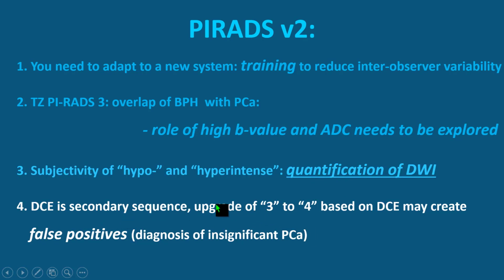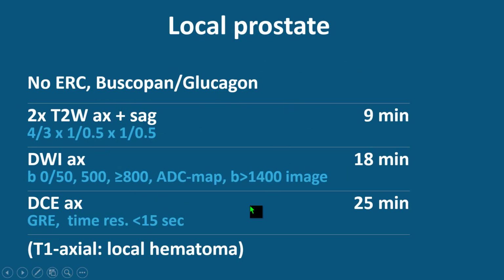DCE is a secondary sequence, so it only is used as an upgrade, but be aware that the upgrade also may increase the number of false positives. That means it may indicate an insignificant cancer instead of a significant cancer. Now the question is, should we use DCE in the future? It's still not being answered. I think for screening the answer is no, but for a clinical MRI still the answer is yes.